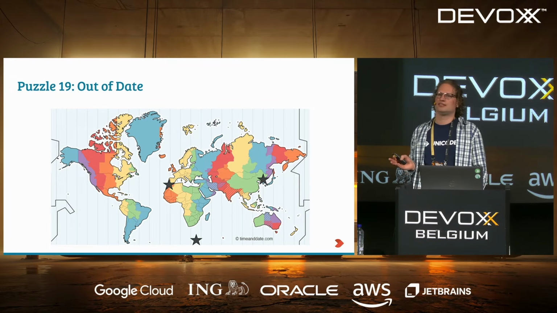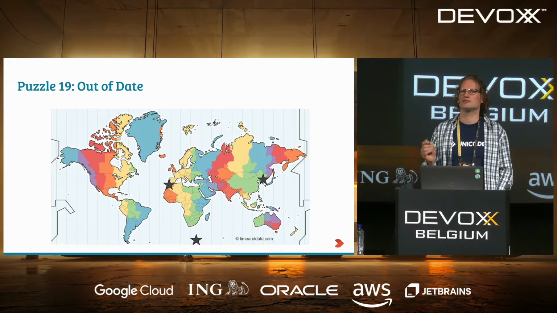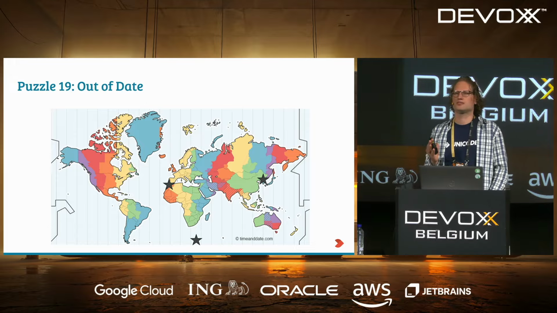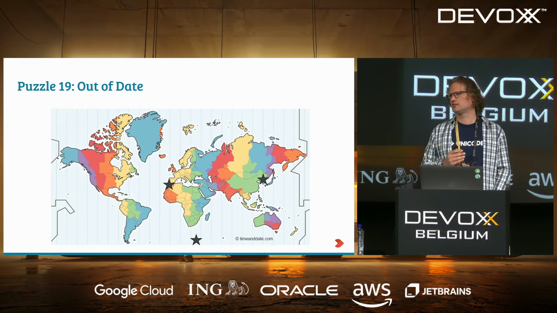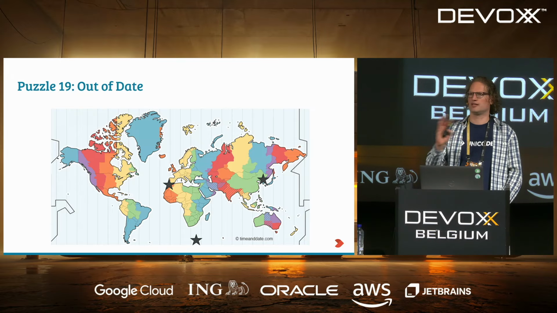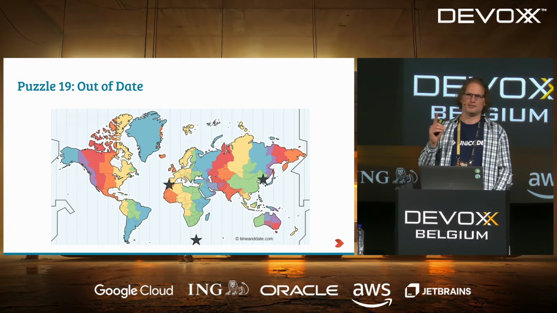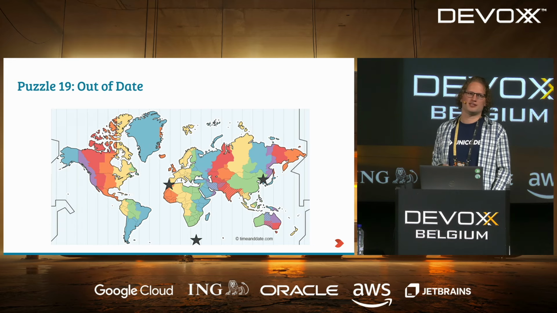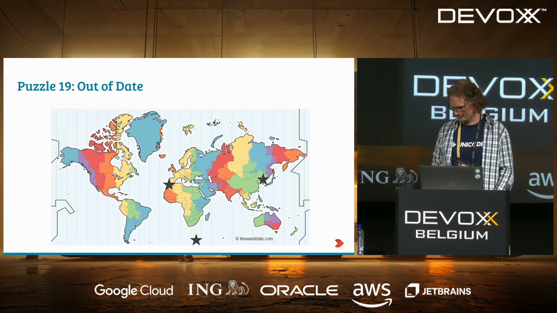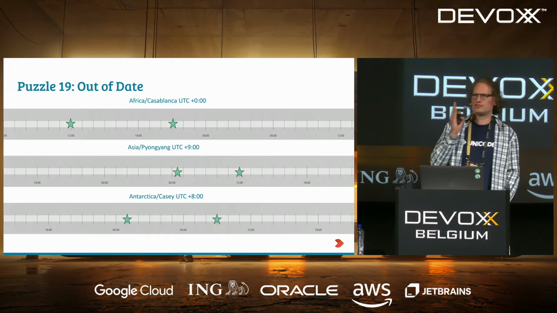The puzzle is called Out of Date, and you have to imagine that you're a researcher at CERN in Switzerland, and you're not a researcher, you're a part of the IT department, and you're responsible for gathering all the data from research stations around the world related to gravitational wave research. And there are research stations, in this example, in Pyongyang, in Casablanca, and in the Casey research station in Antarctica. And so here's the data that you collected, and you're looking for gravitational wave events.